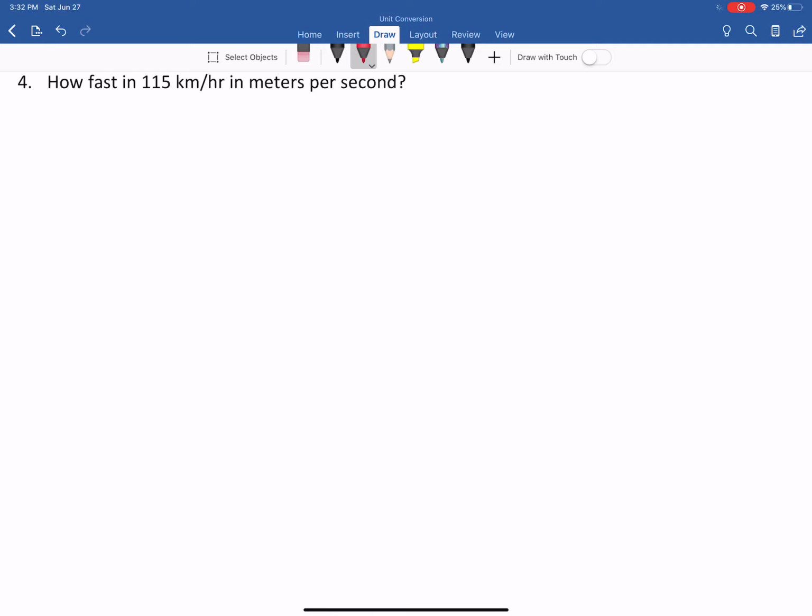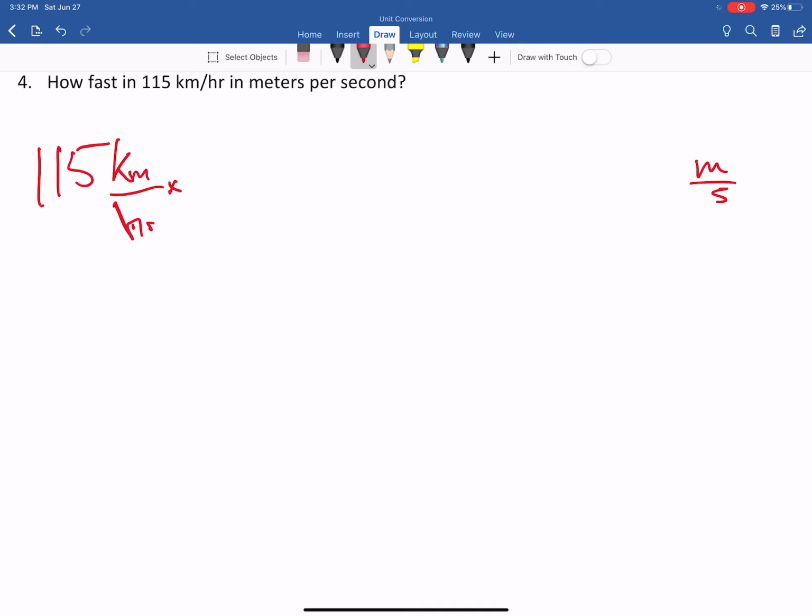Question number 4. I am given 115 kilometers per hour. So I got 115 kilometers per hour. And now I have 2 units over here that I have to get canceled out, and I have to get to meters per second over there. All right, let's see how to do that.